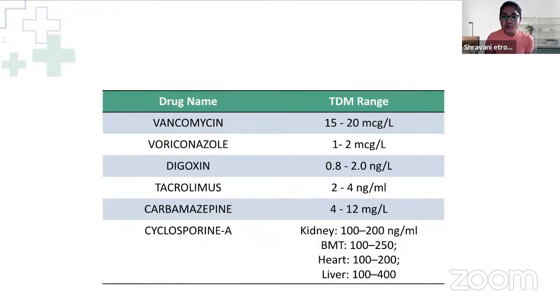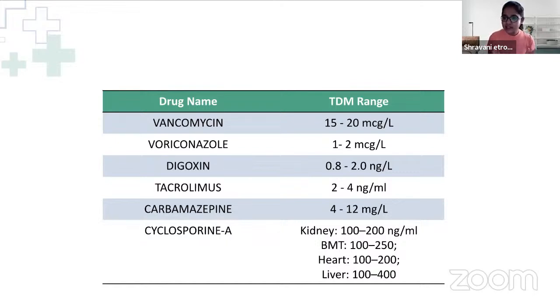And the next one is voriconazole. The TDM range is 1 to 2 mcg per liter. And digoxin, even this is something which we usually see in cardiology units. Measuring digoxin is very common. So the TDM range is 0.8 to 2.0 ng per liter, nanogram per liter. And tacrolimus is something which we see in transplant units. Tacrolimus, 2 to 4 nanogram per ml. And carbamazepine, the normal range is 4 to 12 mg per liter.